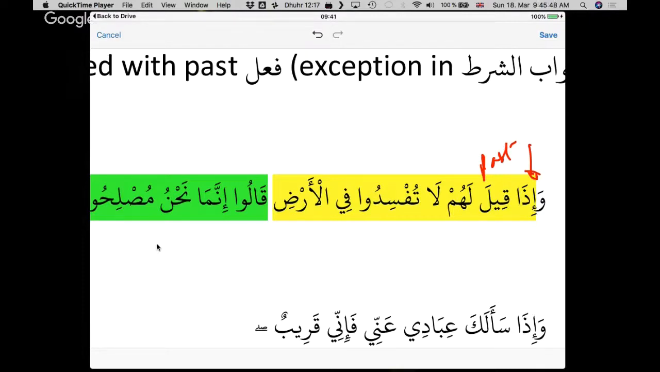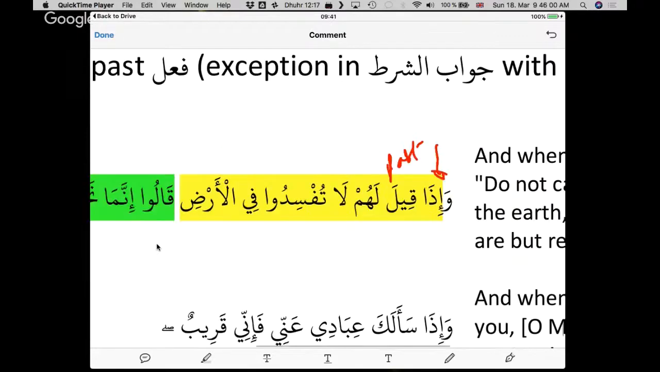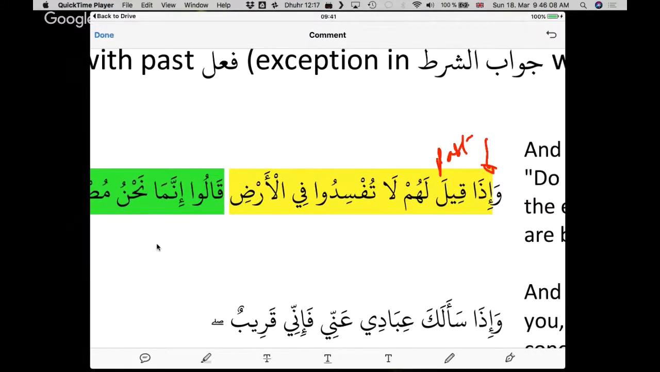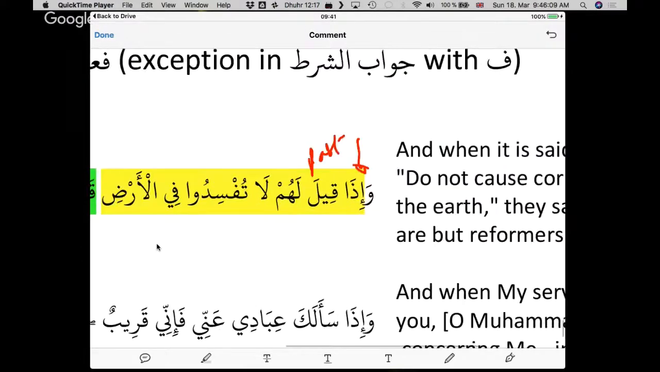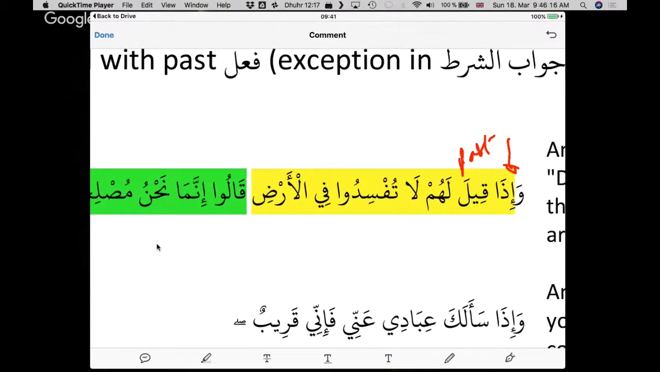Iza qila, when they are told. When we tell them. So you look at when it is said to them. When it is said to them, it kind of pushes meaning into the future, in the present tense for a past tense. And so the condition says, إِذَا قِيلَ لَهُمْ لَا تُفْسِدُوا فِي الْأَرْضِ. And when it is said to them, do not cause corruption on the earth.